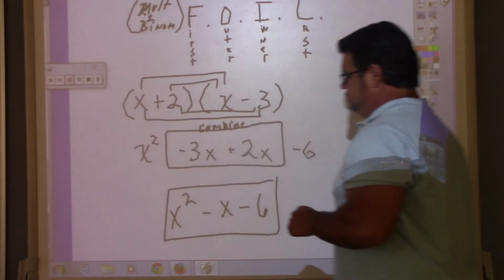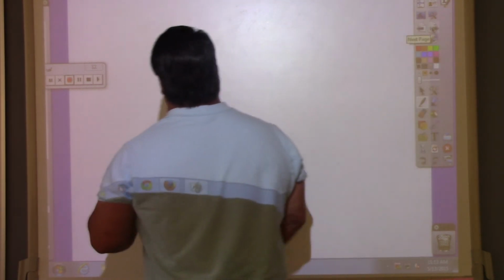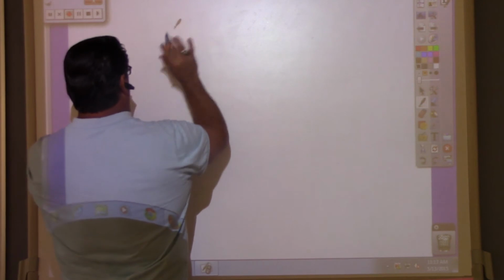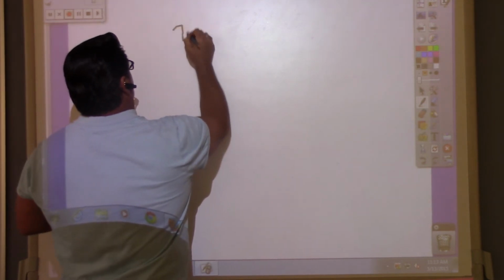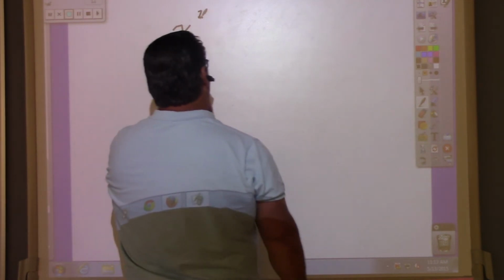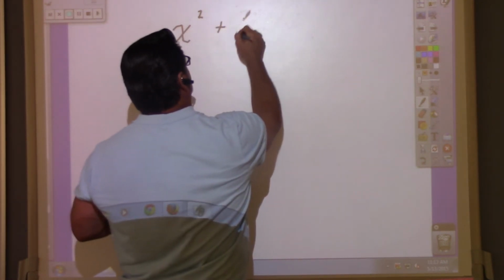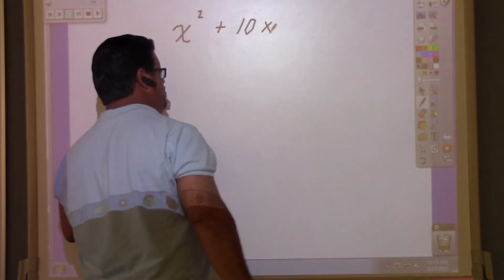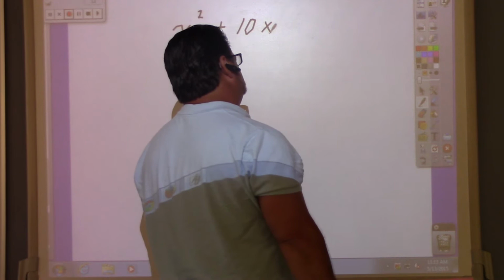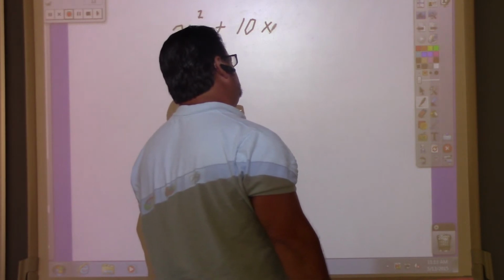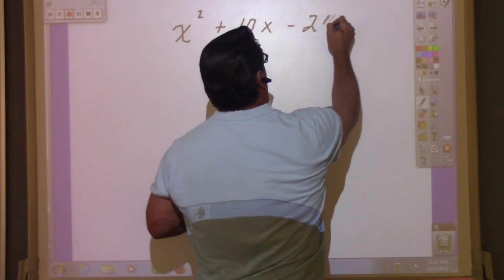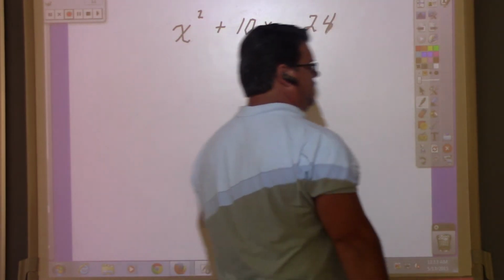So let's do another easy one, and then we're going to do one that's a little bit more complicated. X squared plus 10x minus 24. Y'all got to let me think a minute. I think that'll work.